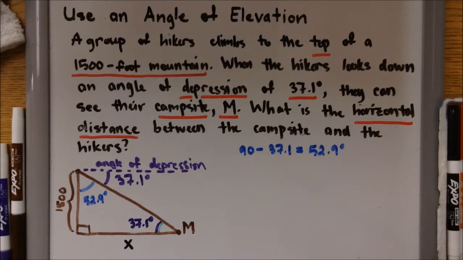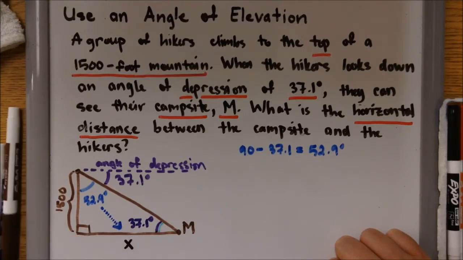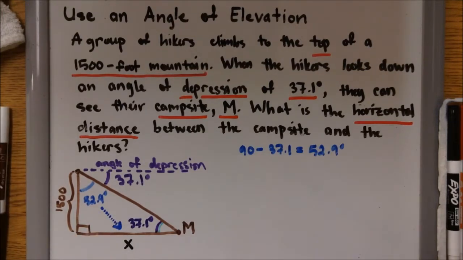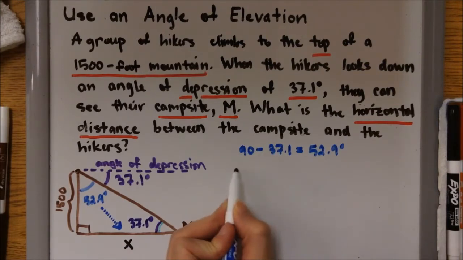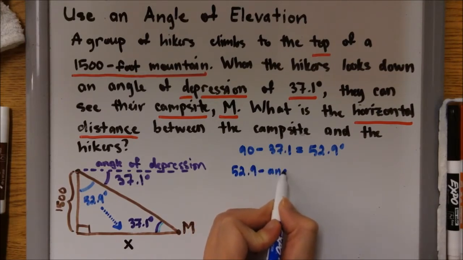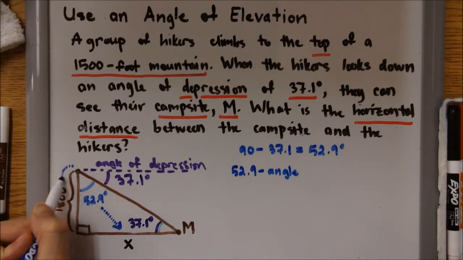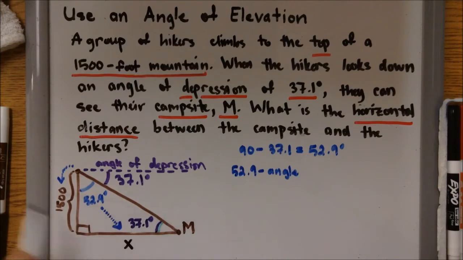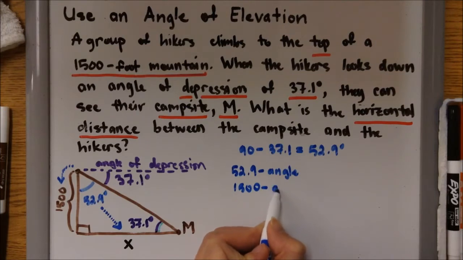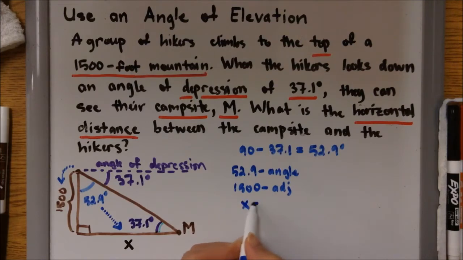Now, if I want to use the 52.9 degrees, from that angle, so say if I want to use 52.9, which is our angle, what's adjacent to it, next to it, not the hypotenuse, is the 1500. So that's our adjacent. What's opposite is x.